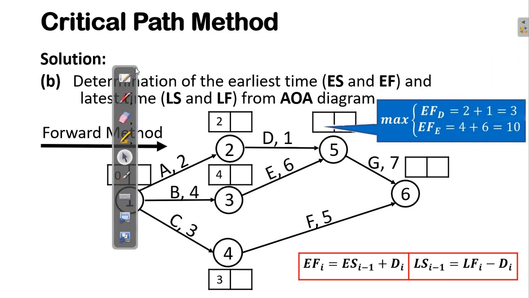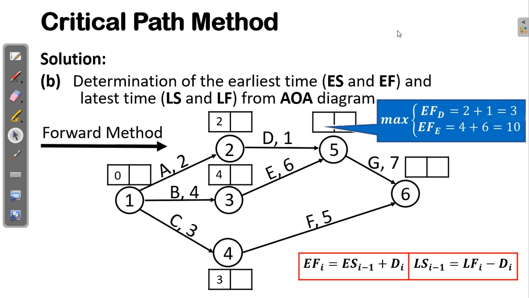So let's move this one to the left hand side here and see. We are going to pick the maximum value between the earliest finish time of activity D and E. The early finish time of activity D is the earliest start time of this activity at node 2, which is 2, plus the duration, which is 3. And the earliest finish time of activity E is the earliest start time of this activity at node 3, which is 4, plus 6, and we get 10. So we pick the maximum, and the maximum there is 10.